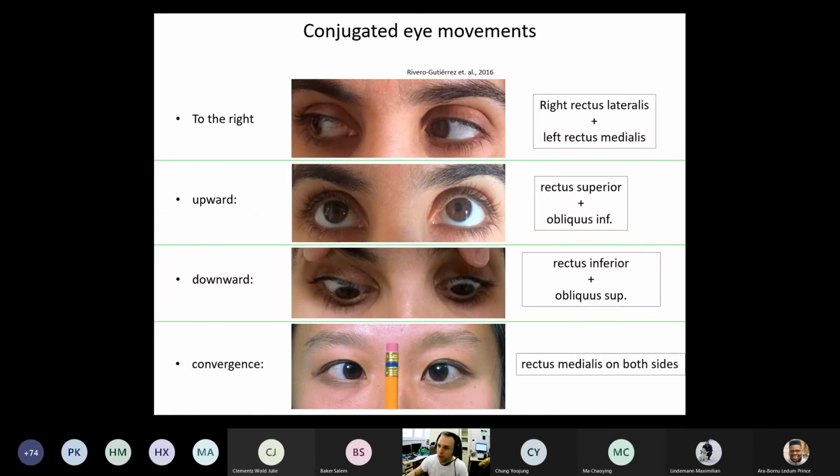To the left is the other way around. So for the left, you have the left rectus lateralis and the right rectus medialis muscle, which have to work together. Looking up, you have rectus superior, obliquus inferior, as seen before. Downward, again, rectus inferior, obliquus superior. And the last type of conjugated movements where the two eyes move together is when you are focusing on a close object, then you have convergence. So rectus medialis on both sides have to work together.